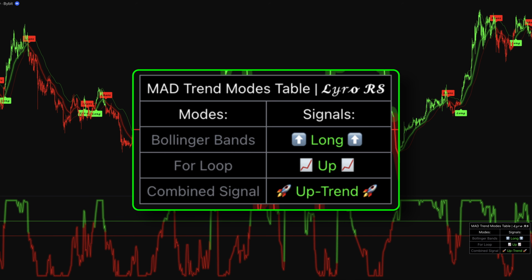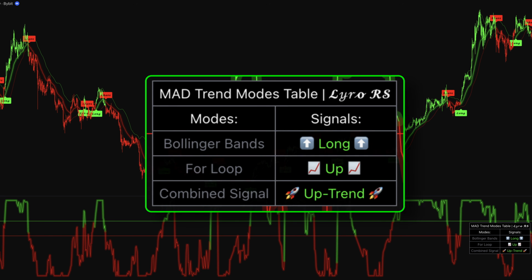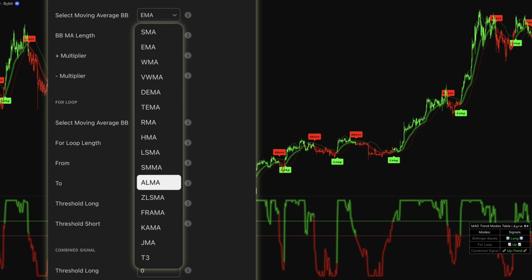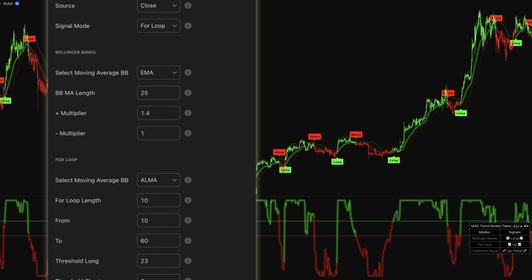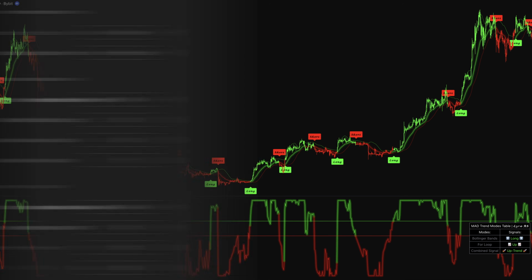A statistics table displays real-time signal states for all three modes simultaneously, allowing comparison of their current readings. Customization spans moving average type selection with 16 options from SMA to T3, separate length and multiplier controls for both calculation modes, and independent threshold settings.